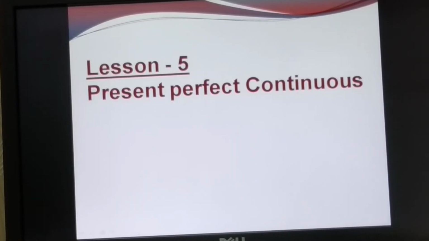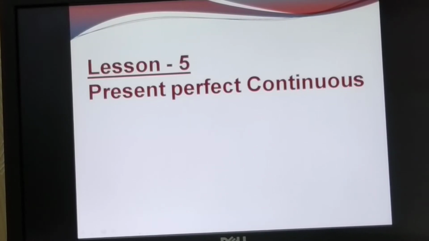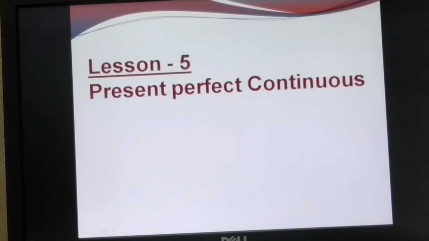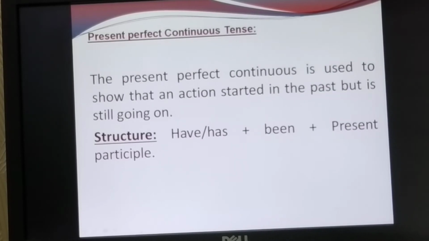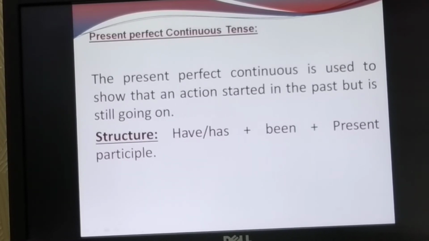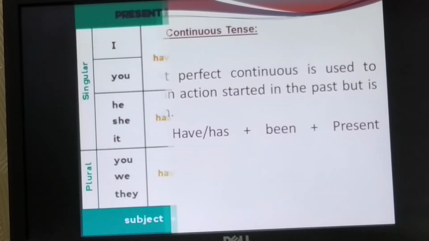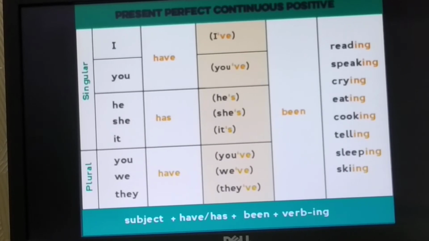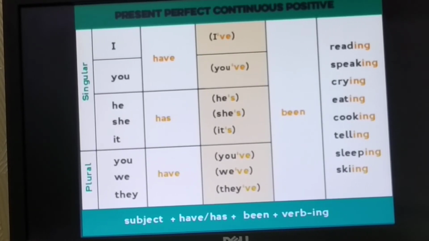Okay, my dear students, now we have learned about the present perfect continuous tense. Now the present perfect continuous tense is used to show that an action started in the past but is still going on. The structure will be have or has plus been plus present participle. Now, if we use present perfect continuous tense in a positive sentence, the structure is going to be as follows.